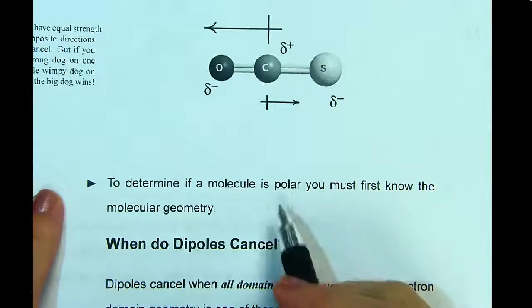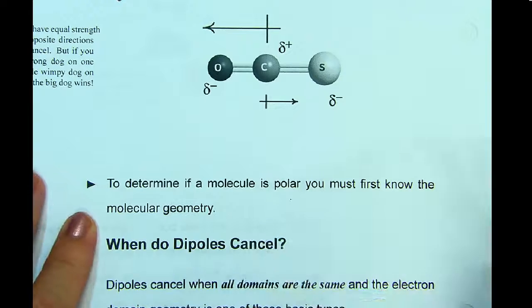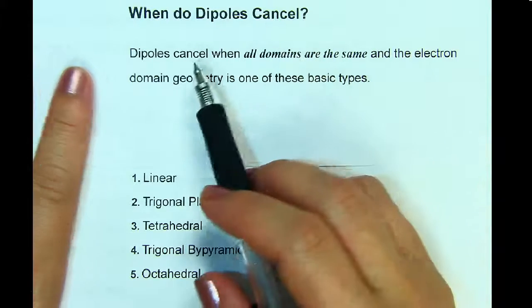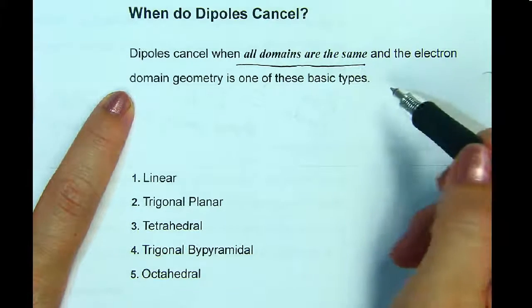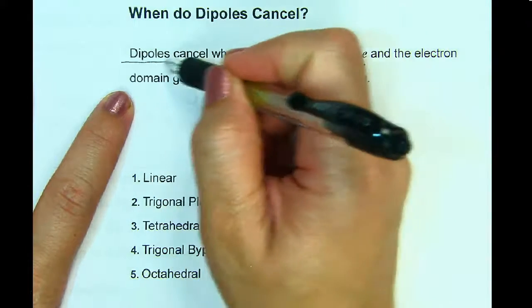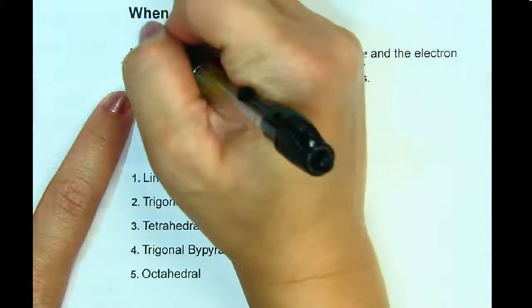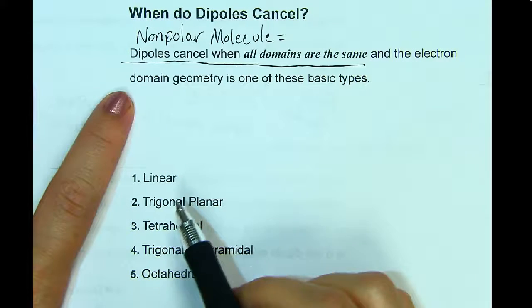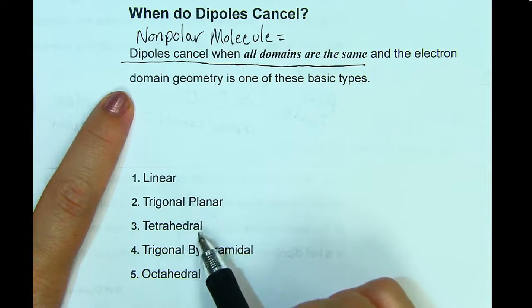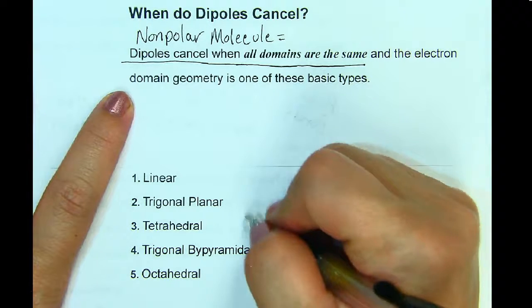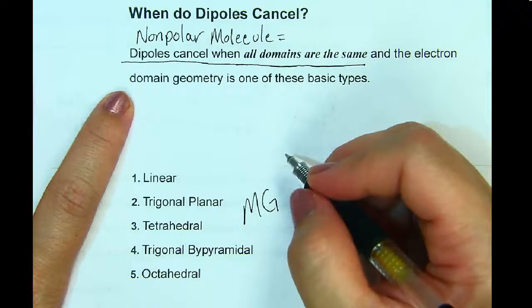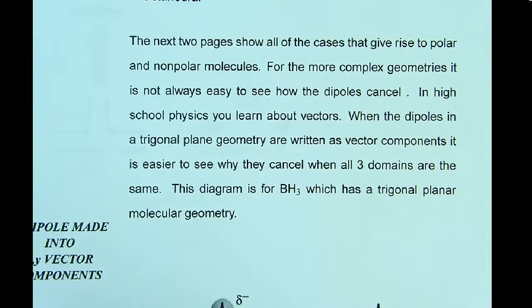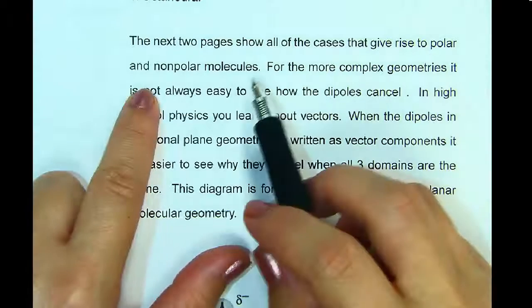To determine if a molecule is polar, you must first know the molecular geometry. So when do dipoles cancel? Dipoles cancel when all the domains are the same, and the electron domain geometry is one of these basic types. And remember, when dipoles cancel, we have a nonpolar molecule. So if you have a linear, trigonal planar, tetrahedral, trigonal bipyramidal, or octahedral molecular geometry, then you're going to have a nonpolar molecule. The next two pages show all of the cases that give rise to polar and nonpolar molecules.